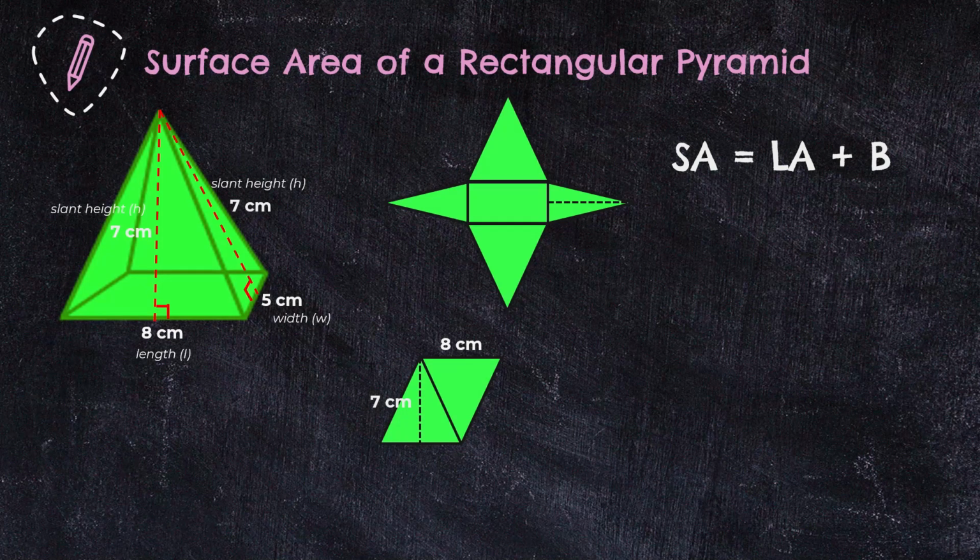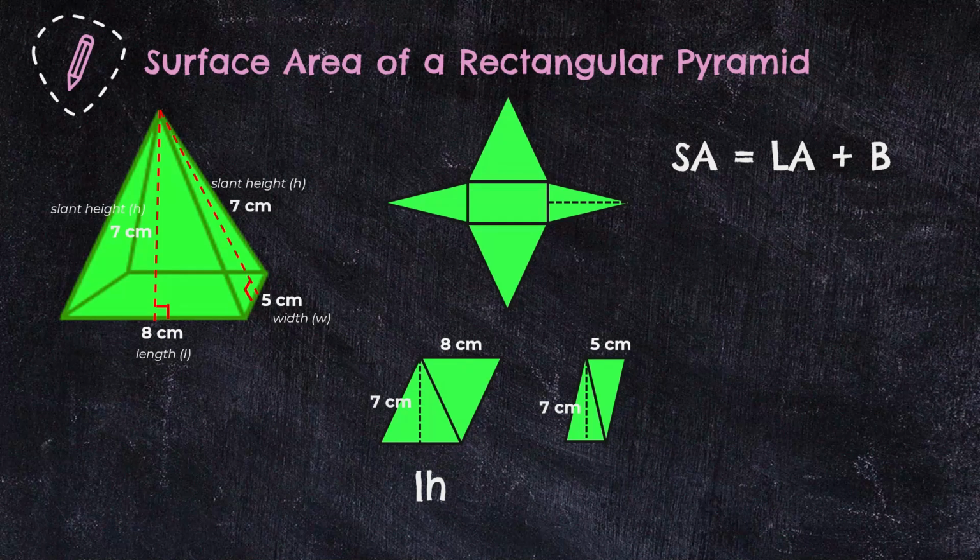So in this case, we have our length, which is 8 centimeters, and the slant height of 7 centimeters. We have the length times the slant height. Next, how about these 2 triangles? These 2 opposite lateral faces, which are triangles, are also equal. So they can be formed again into a parallelogram. To find the area of a parallelogram, all you have to do is multiply the height by its base.